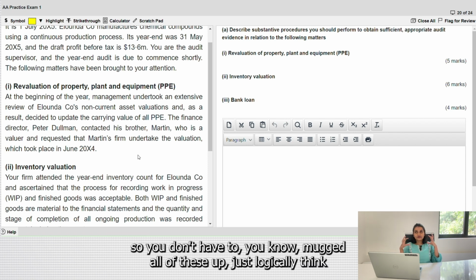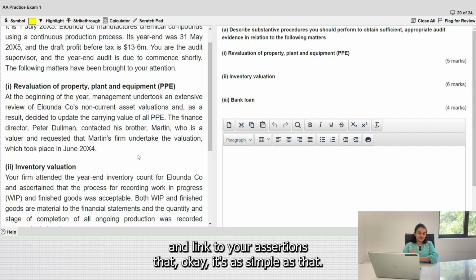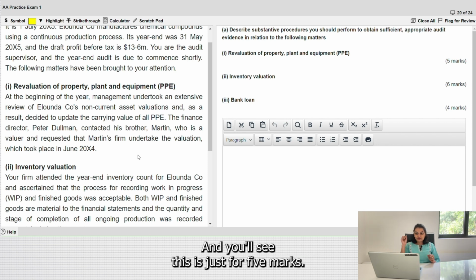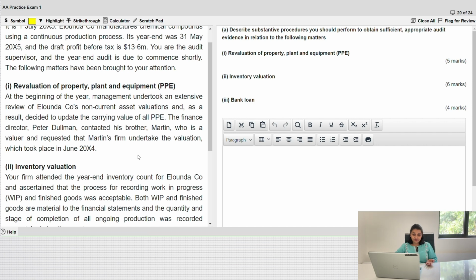So you don't have to mug all of these up. Just logically think what happens in case of revaluation, and just write those points and link them to your assertions. That's it. Okay, it's as simple as that. And you see, this is just for 5 marks, so 5 points and you're done. Now let's move on to our next.